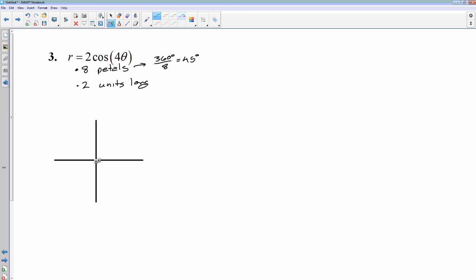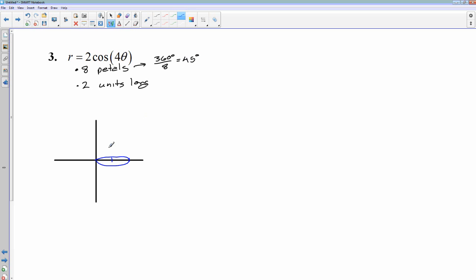So for this one, that's a lot of petals. My first petal, I'm going to go out 1, 2 units, and my first petal is going to look like this. Now I have a whole lot of petals on this one, so I'm going to try to keep my petals skinny to make sure I have room.